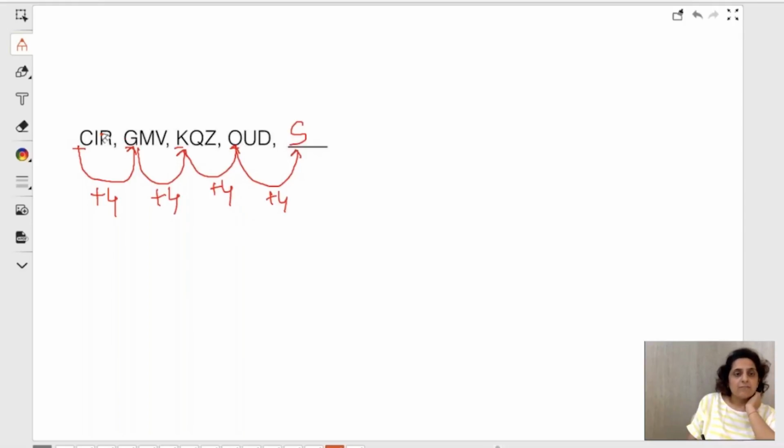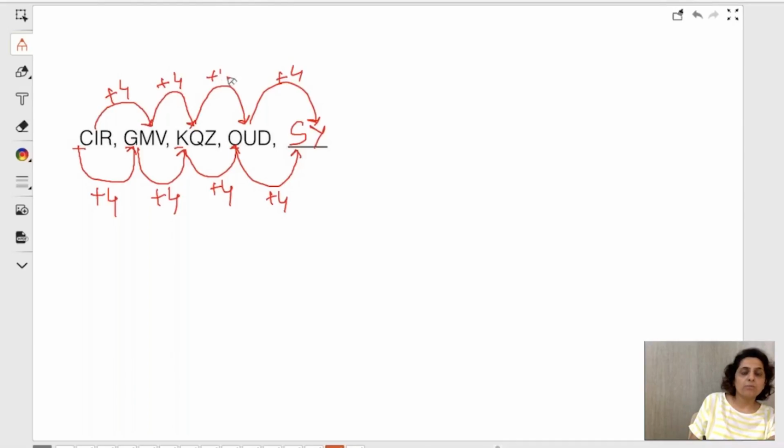Let's look at the second alphabets now. I and then M. So I, J, K, L skipped, and then M is written. Again +4. M and then N, O, P skipped, then we are writing Q. So again +4, +4 for all the alphabets. S, Y, and what would be the last alphabet here?